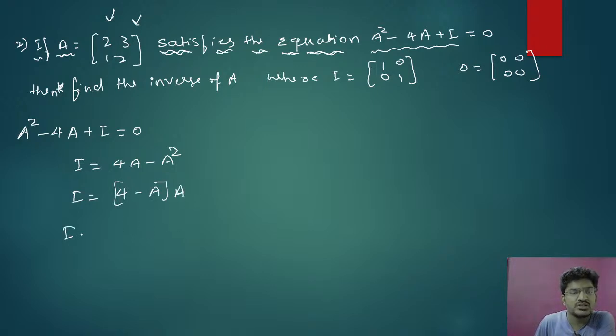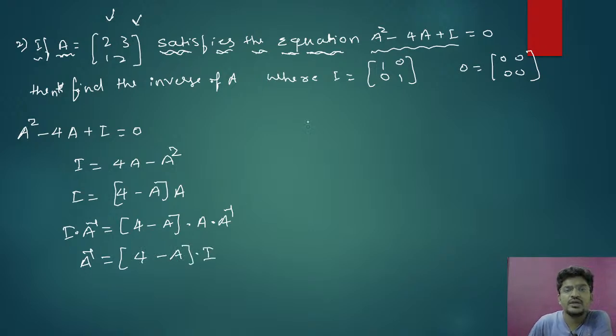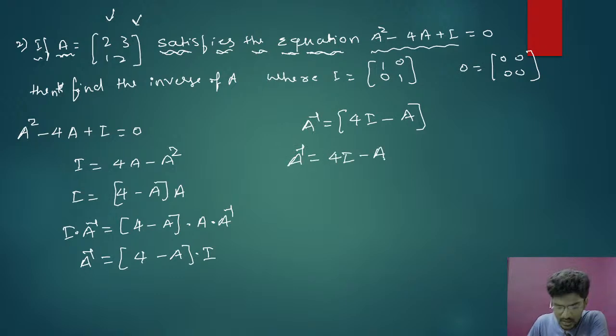Multiply A inverse on both sides. I into A inverse equals (4 minus A) into A into A inverse. A into A inverse is I. So I into A inverse is A inverse, equal to (4 minus A) into I. So A inverse equals, multiplying I inside, 4I minus A, because I into A is A and 4 into I is 4I. Therefore, A inverse equals 4I minus A.